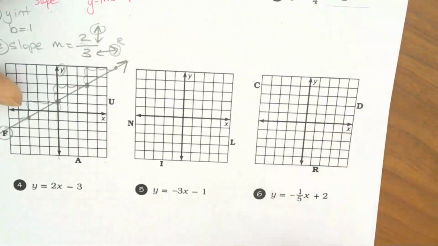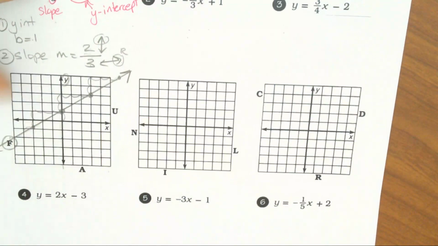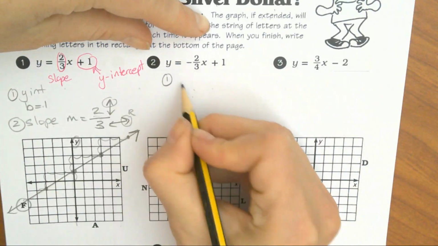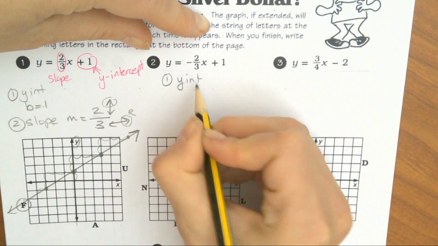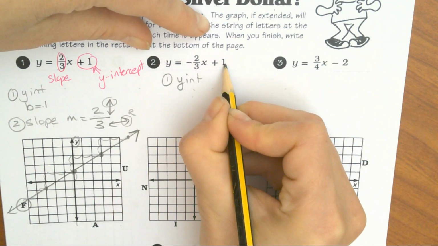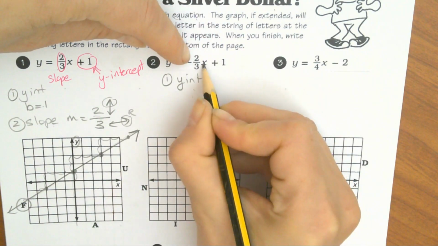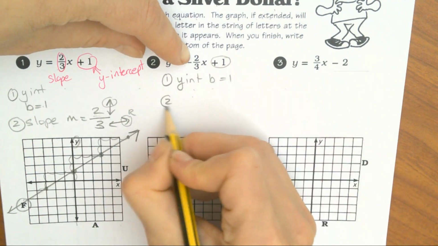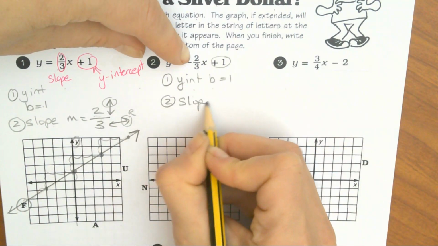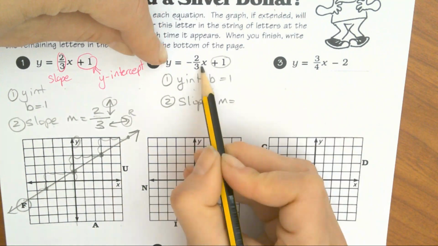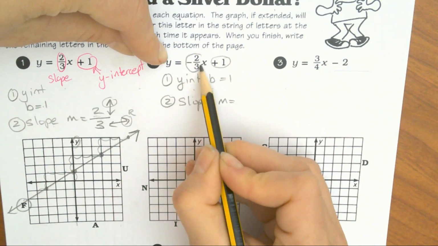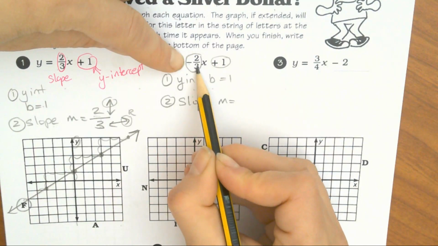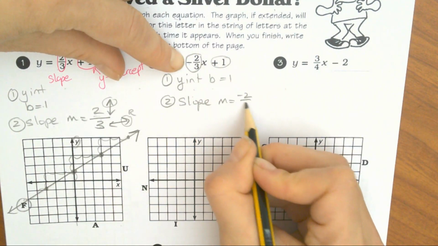So let's do number 2. Okay, so step 1 is the y-intercept. Is that 2, 3, or 1? The y-intercept is always the one that does not have the x. So b equals 1. Step 2 is the slope. And that's m equals, and that's always the one that has the x. So the minus is in the front. We can move it up with the 2 or down with the 3. It doesn't matter, so let's just put it up.